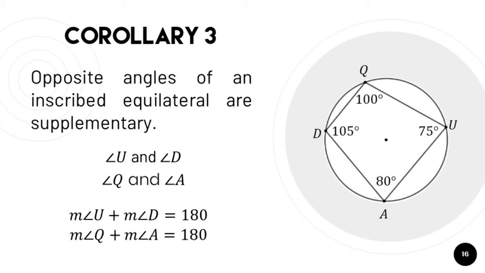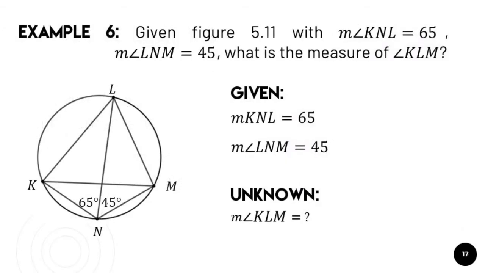Corollary number 3. Opposite angles of an inscribed quadrilateral are supplementary. On the figure, we have quadrilateral QUAD, wherein pairs of opposite angles are angle U and angle D, and angle Q and angle A. Based on the corollary, we may say that the measure of angle U plus the measure of angle D is equal to 180. Likewise, the measure of angle Q plus the measure of angle A is equal to 180.